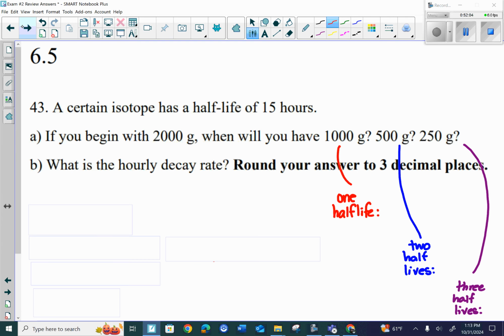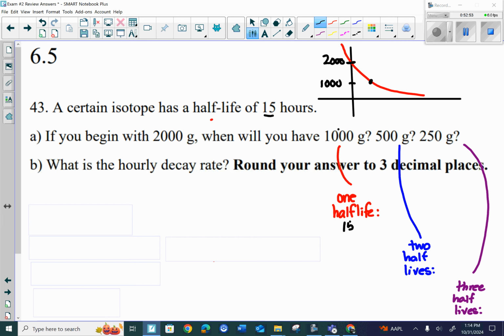43. We're entering 6.5, where we did modeling using these exponential functions. Particularly here, when we're doing half-life, these would be exponential decay, because half-lives are, as they sound, each certain amount of time, you're taking half of the substance that was there, kind of like the carbon isotope, the C14 isotope that we discussed in our class. So if you begin with 2,000 grams, when will you have 1,000 grams? That would mean that one half-life has passed to achieve half of what was there. Well, we're told that one half-life is 15 hours.